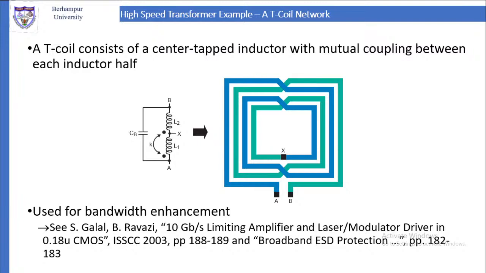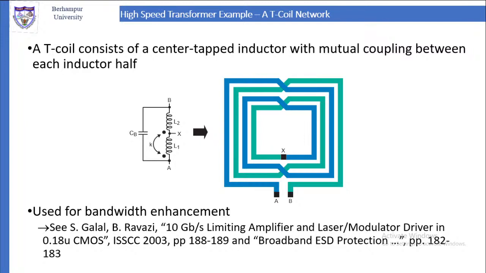Then this is another example, an example of a high-speed transformer. Here we are using a T-coil. This consists of a center-tap inductor with mutual coupling between each inductor half. So we have two halves with mutual coupling between them. The equivalent of this is shown here.